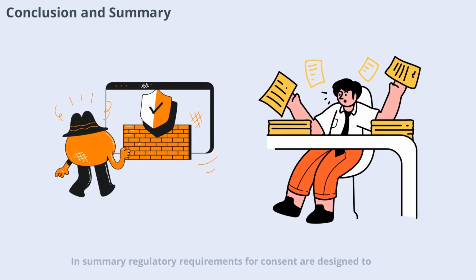In summary, regulatory requirements for consent are designed to protect individuals and ensure transparency in all interactions. By understanding and following these rules, organizations can build trust, avoid legal issues, and create a safer environment for everyone. Remember, consent is not just a checkbox, it's a commitment to respect and responsibility.